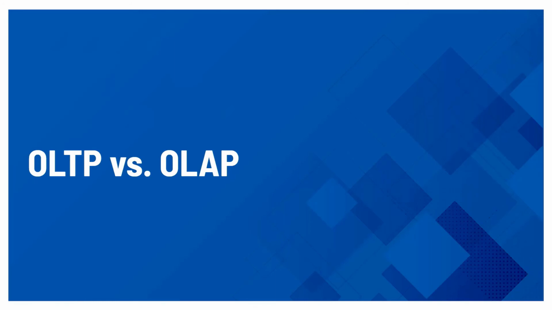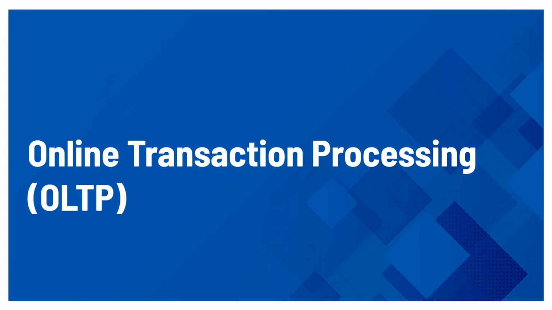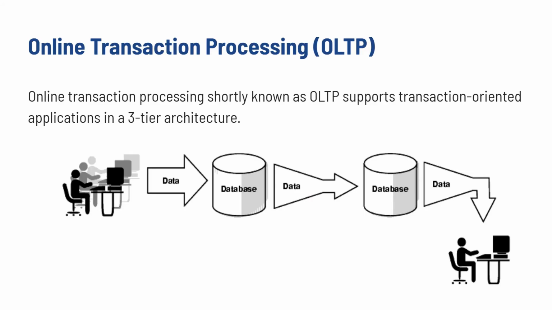Hi guys, today we are going to talk about Online Transaction Processing Systems (OLTP) and Online Analytical Processing Systems (OLAP). Online Transaction Processing. OLTP is characterized by a large number of short online transactions, such as insert, update, and delete. The main emphasis for OLTP systems is put on very fast query processing, maintaining data integrity in multi-access environments, and an effectiveness measured by number of transactions per second.